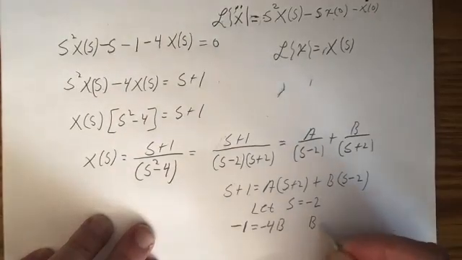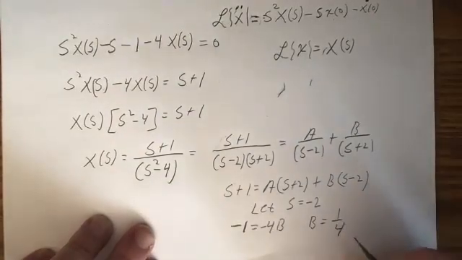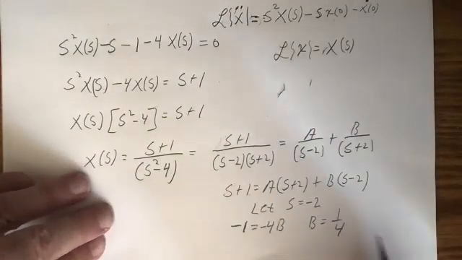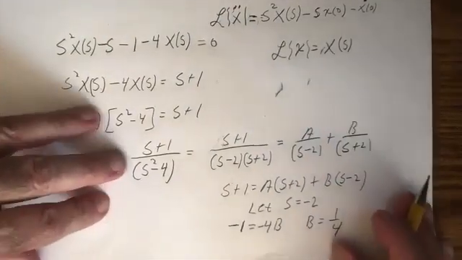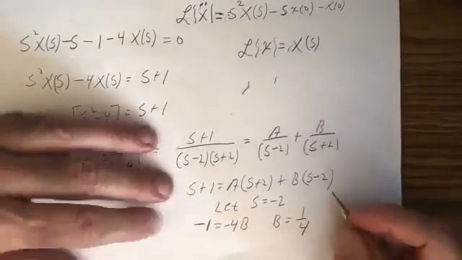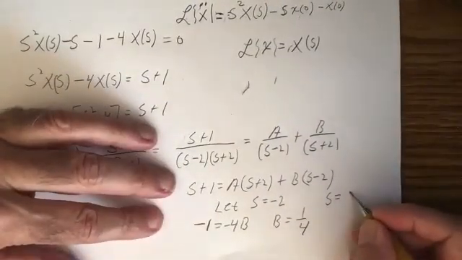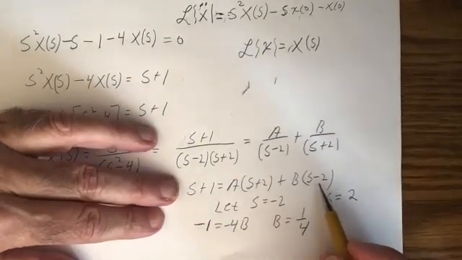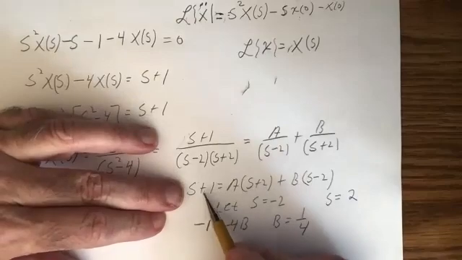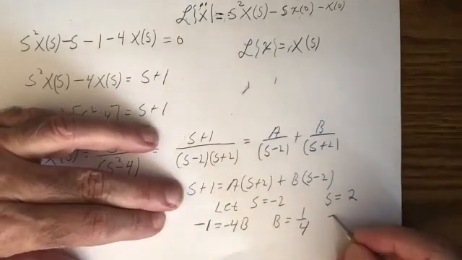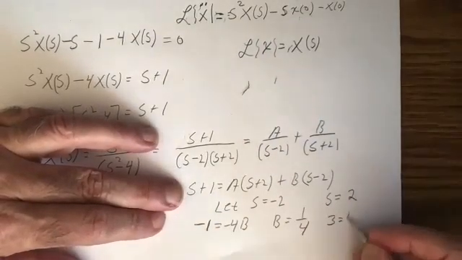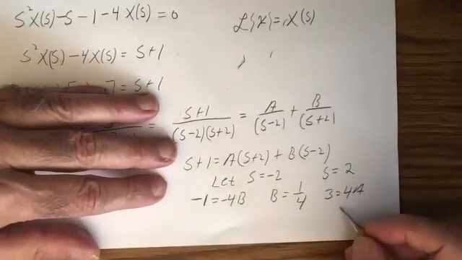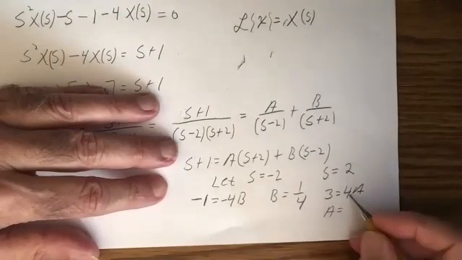So I'm getting that B is equal to 1 over 4. Now, what about A? Well, I think I can find it here. If I let s equal 2, then this becomes 0, and then this is going to be 3. I'm going to have 3 is equal to 4A, so this is telling me that A is equal to 3 over 4.